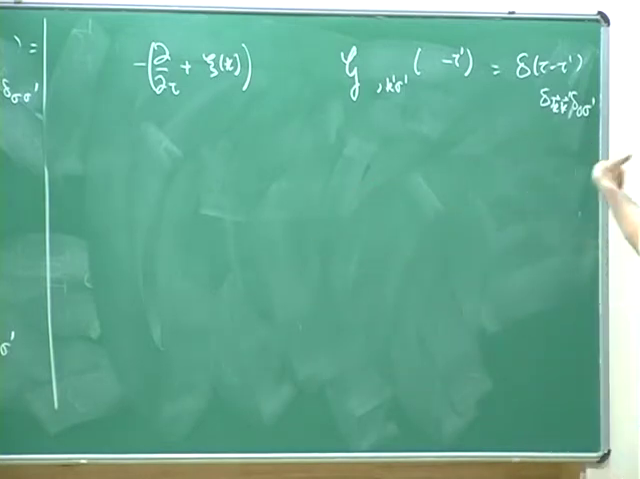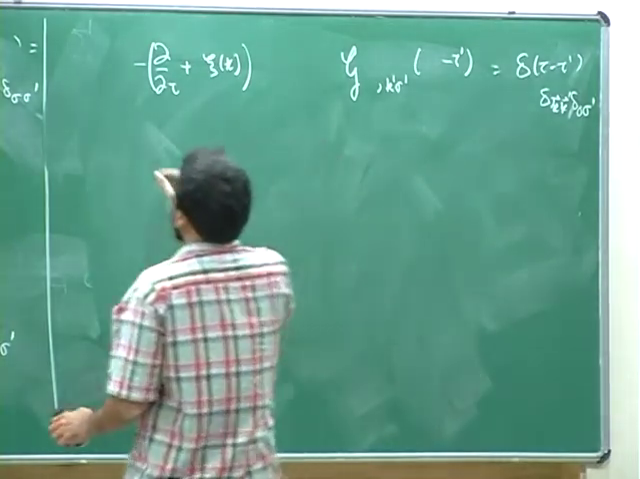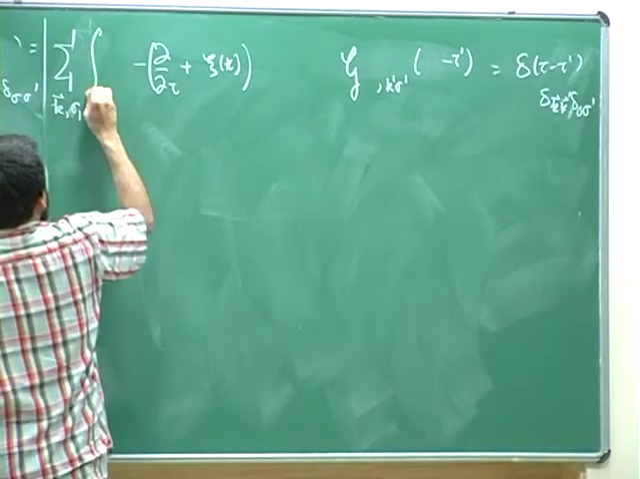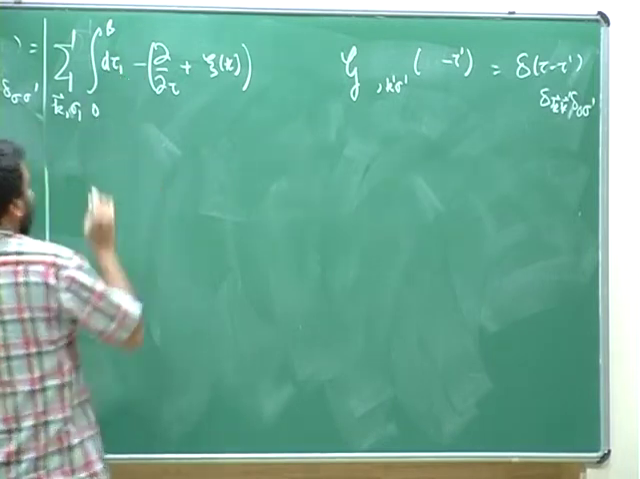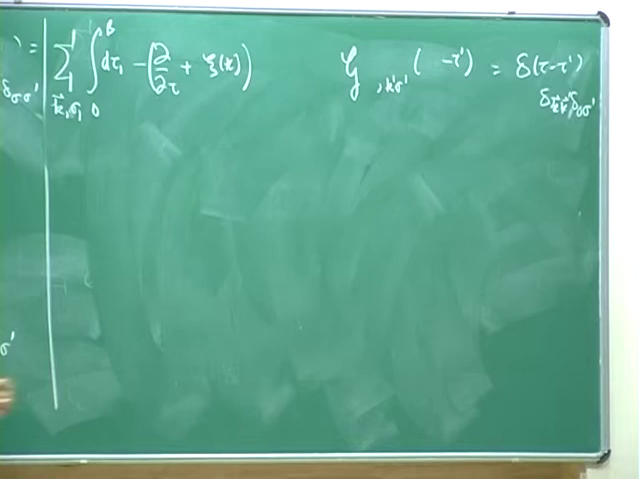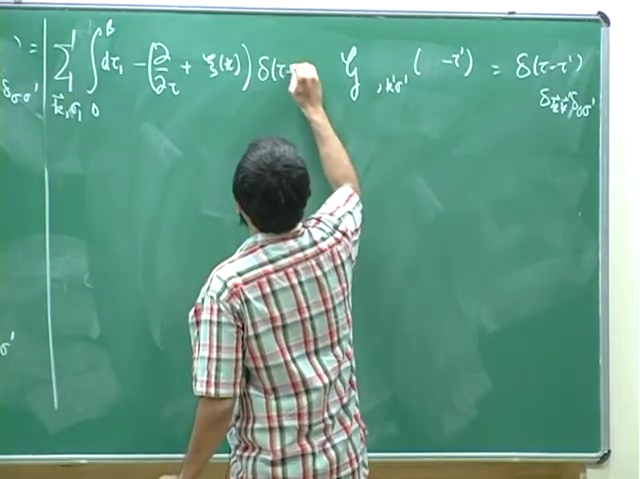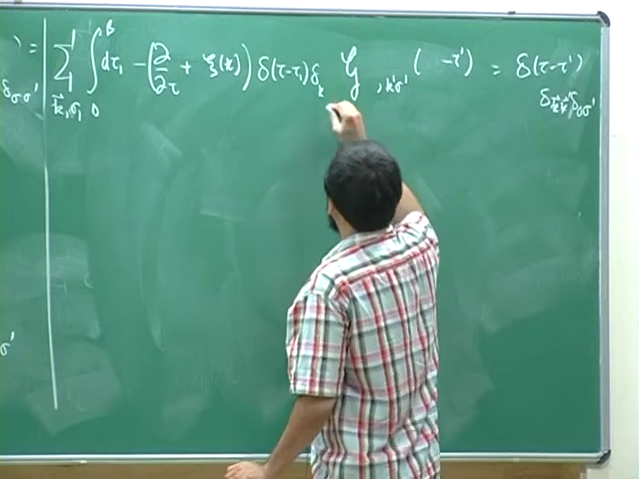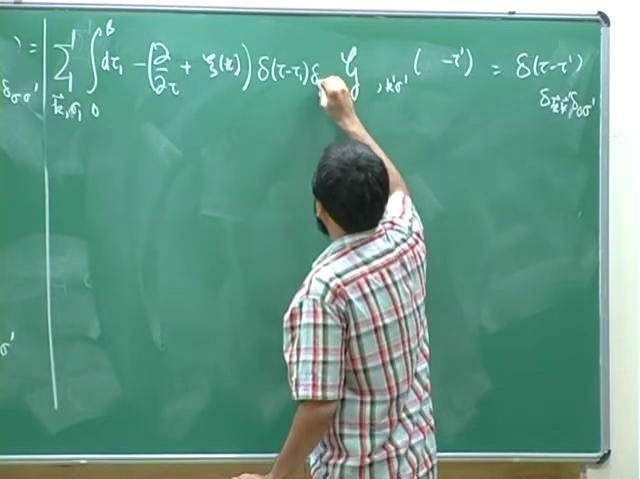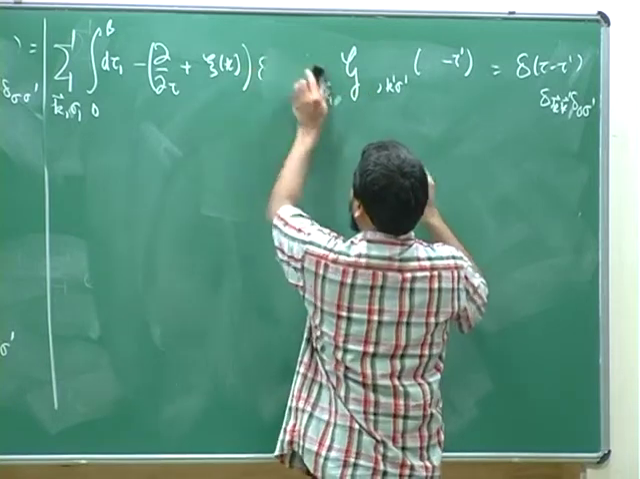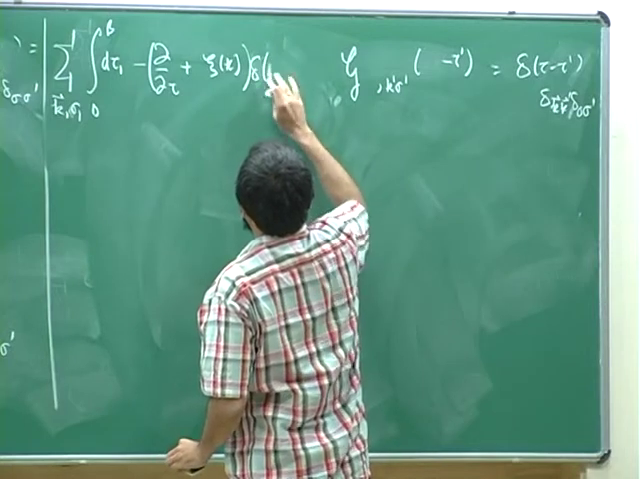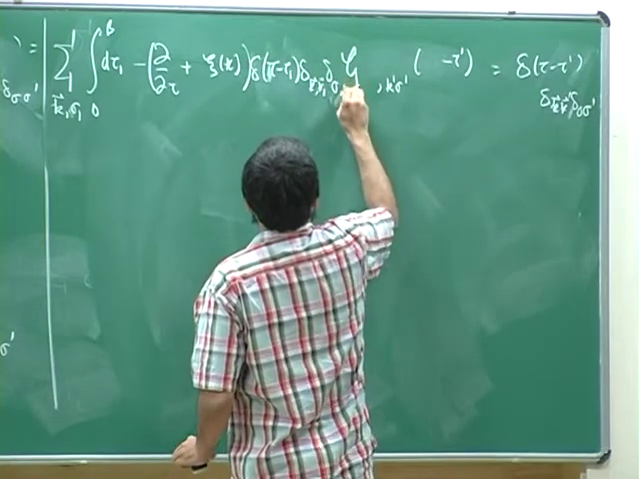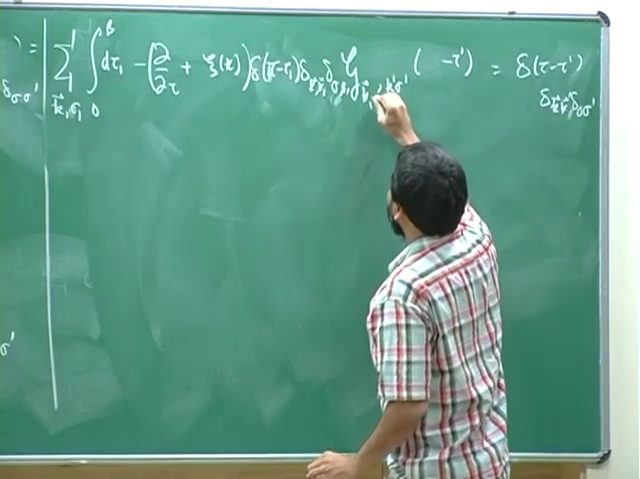Now I want to fill those gaps. I'm going to sum over k1 sigma 1 and integrate from 0 to beta d tau 1. I'm going to multiply here by delta of tau minus tau 1, and a delta k k1, and I'm running a little out of space, so let me squeeze that in: delta of tau minus tau 1, delta of k, k1, and delta of sigma, sigma 1. And here I am going to write k1, sigma 1.